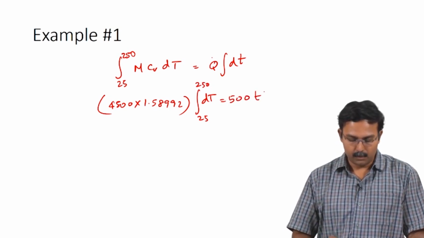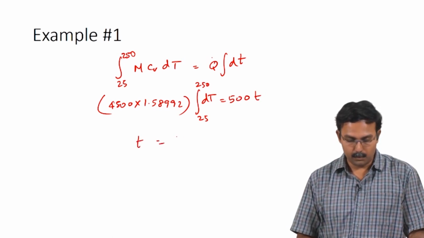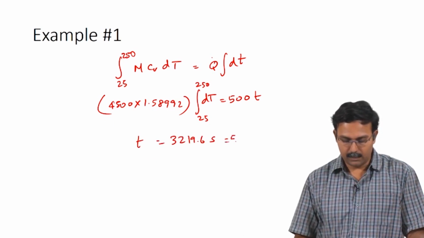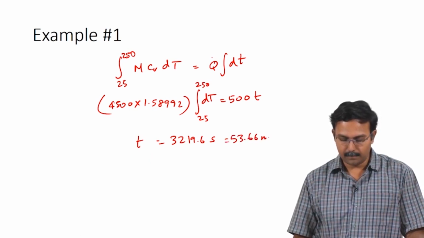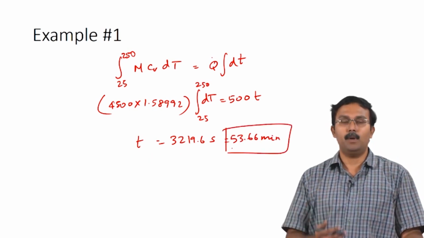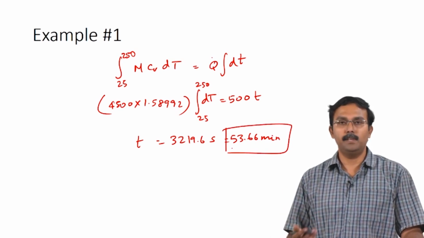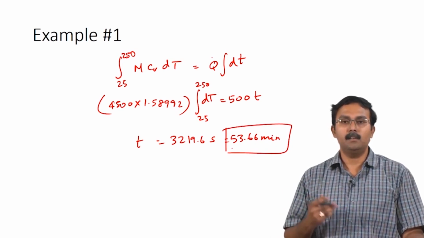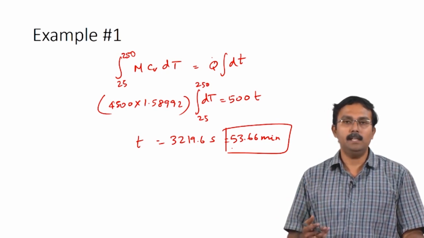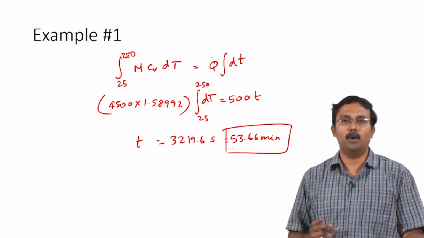So, your t would then be equal to 3219.6 seconds or 53.66 minutes. So, you can heat the system from 25 degrees Celsius to 250 degrees Celsius within about 54 minutes if we were to provide a heat of 500 watts.